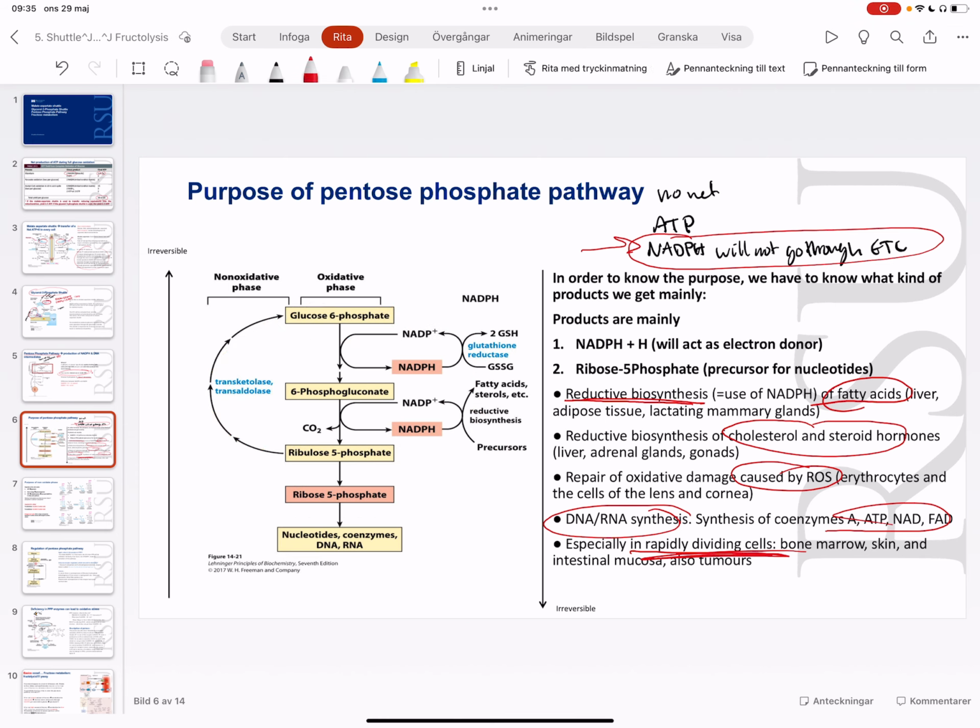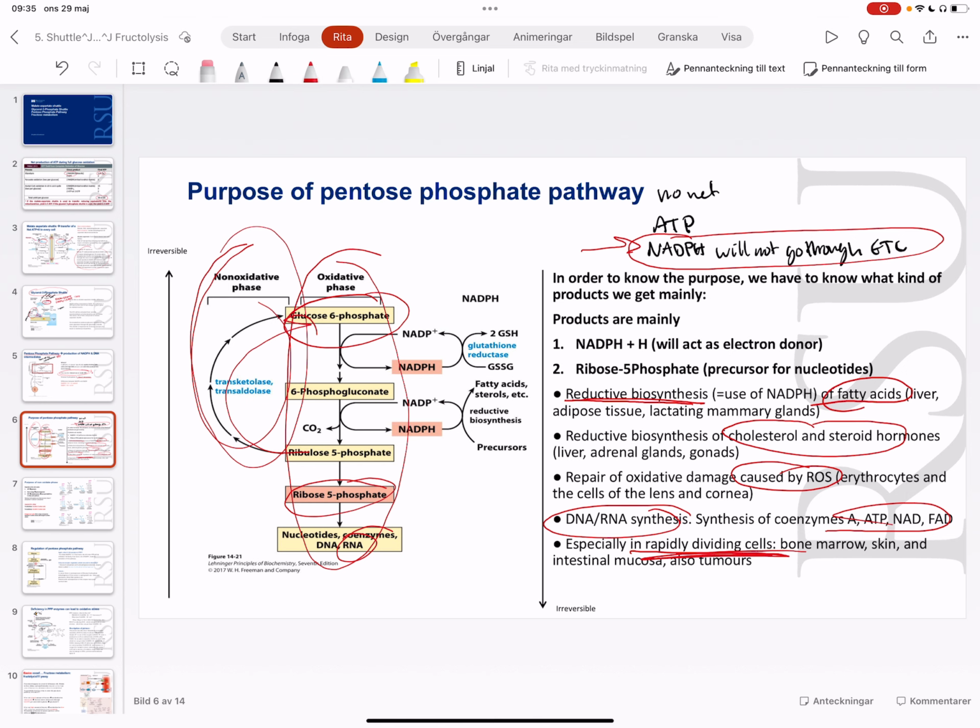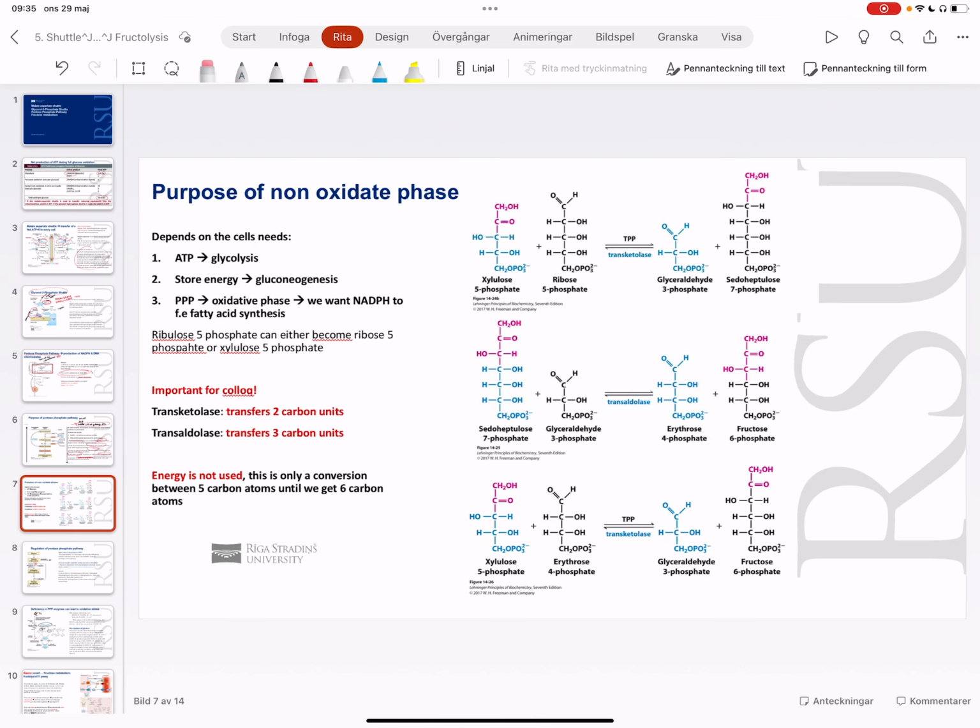Yes. And the two phases of the pentose phosphate pathway are the oxidative phase and the non-oxidative phase. So the oxidative phase will go from glucose 6-phosphate down to ribose 5-phosphate and create these DNA precursors. And the non-oxidative phase will just go back to glucose 6-phosphate. So the purpose of the non-oxidative phase depends on what the cell needs.